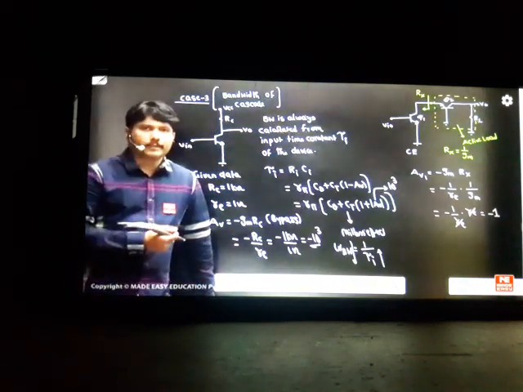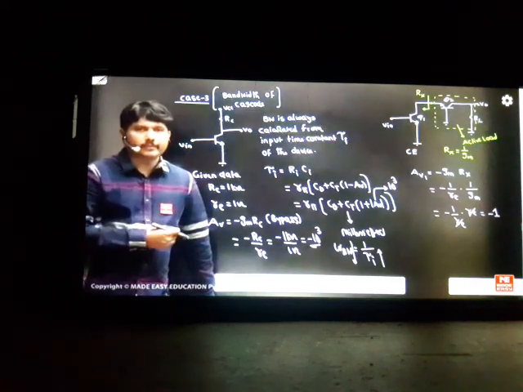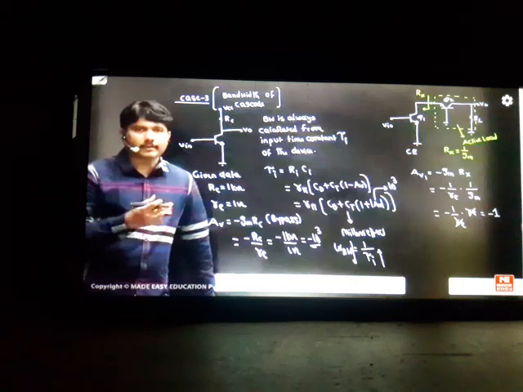In your normal passive load, the gain became 10 power 3. There is a lot of difference between these two gains. In this case, we got 10 power 3. In that case, we got only minus 1 because there it has an active load. Whenever an active load is there, the gain changes to minus 1. But if there is a passive load, we get very high gain here.